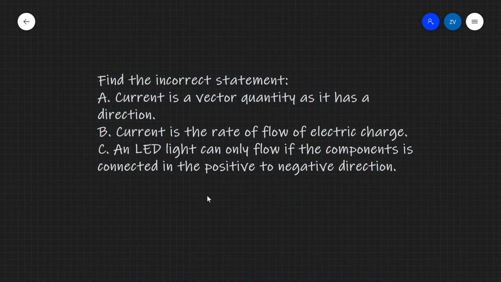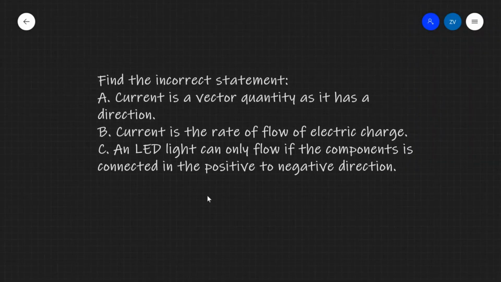Now, just to get started, what I would like you to do is have a read through those three statements and see if you can find the incorrect statement. And this will be a perfect time for you guys to pause this video and see if you can find the incorrect statement.